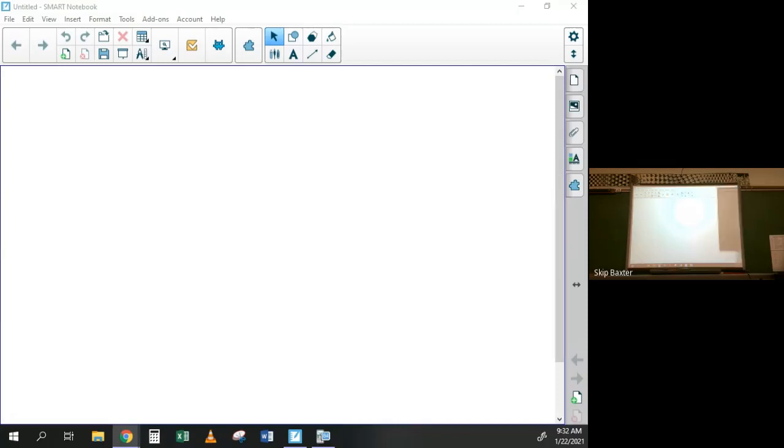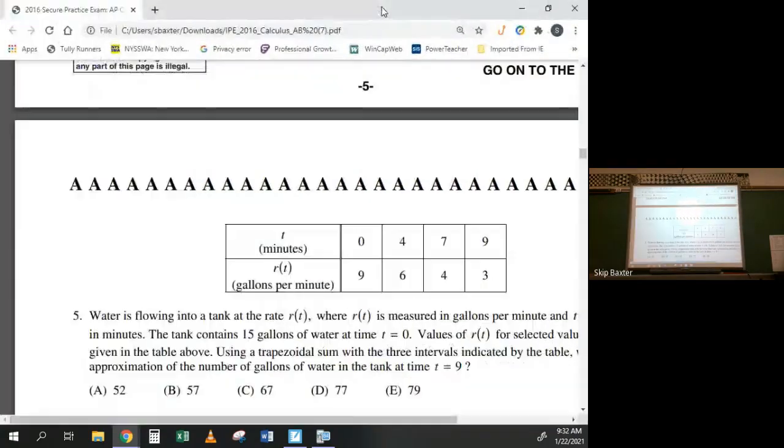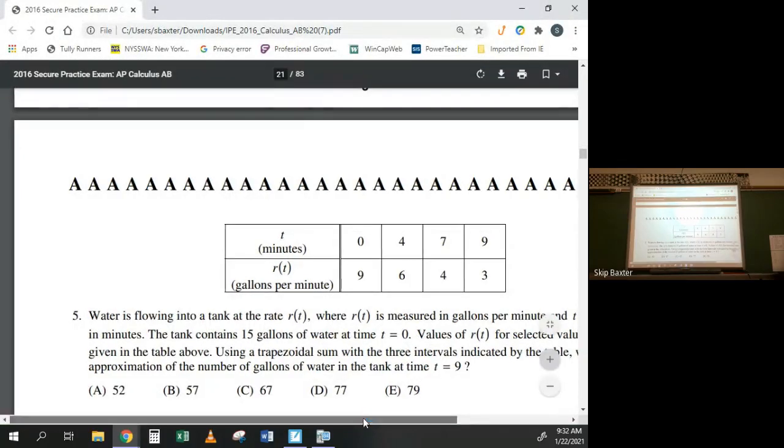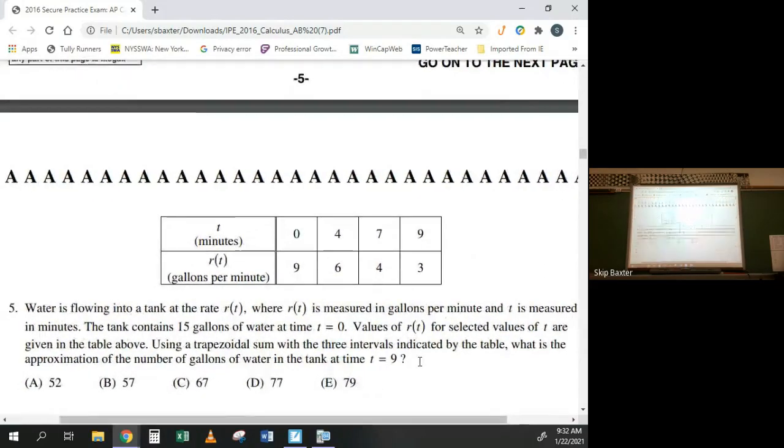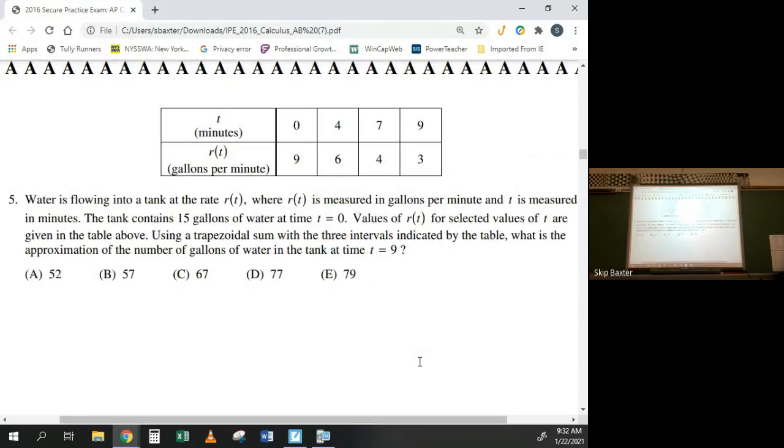All right, let's start with this question. So here's a question of the day. You have 2 minutes. This is a non-calculator question.